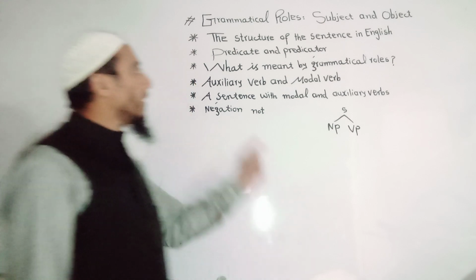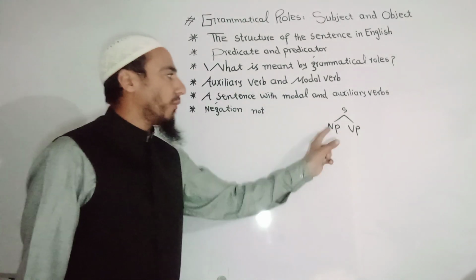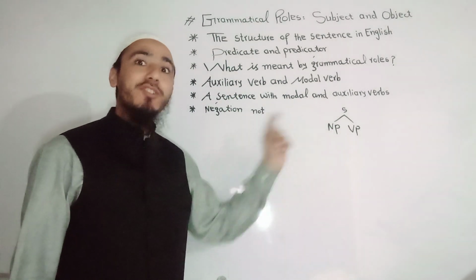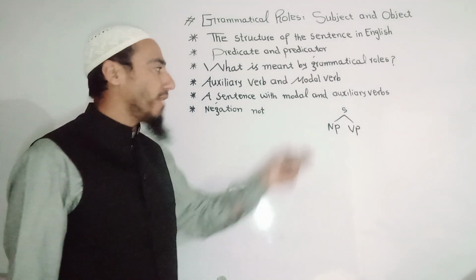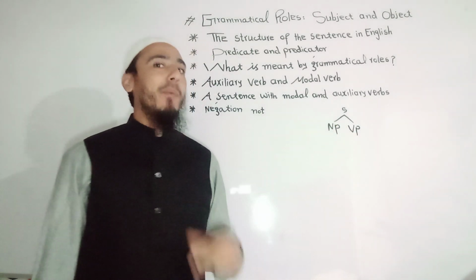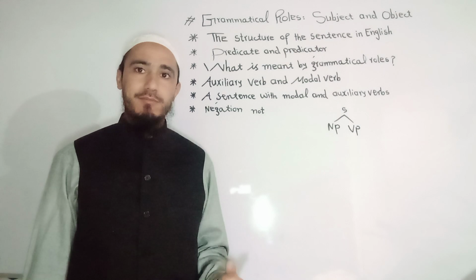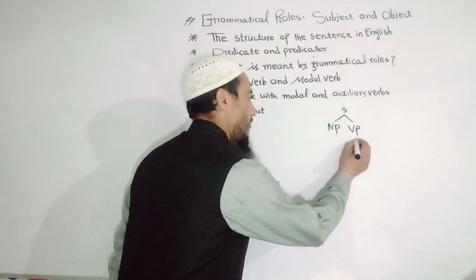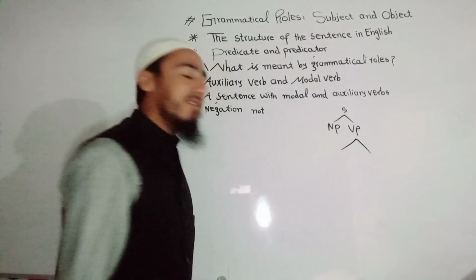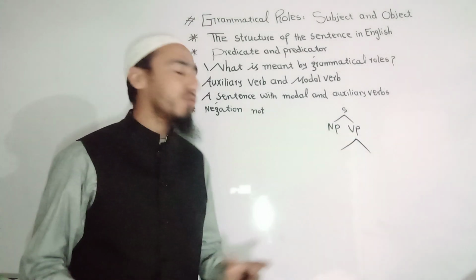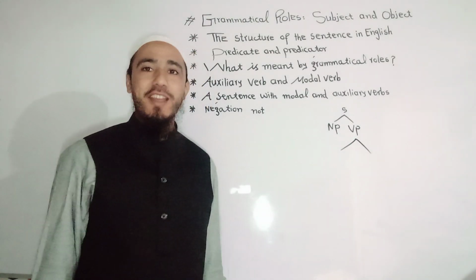Now, remember that when we say noun phrase, we are talking about the subject. And when we say verb phrase, we are talking about the predicate. So that's why the question arises that what is the main difference between predicate and predicator?